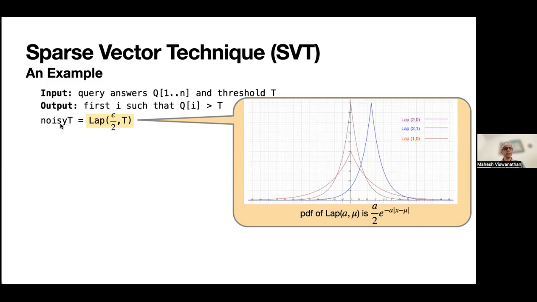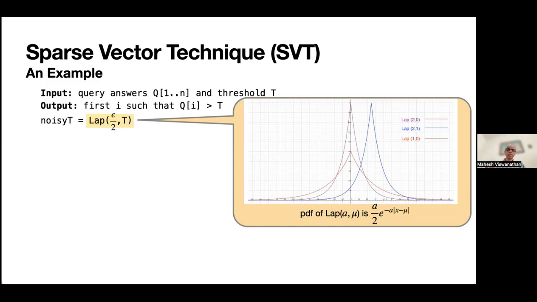In other words, the first line of this code says to sample from the Laplace distribution with a certain scaling parameter where the mean is the threshold. So the distribution is centered around the threshold. I could have instead thought of sampling with the mean equal to 0, and then adding the threshold after sampling.